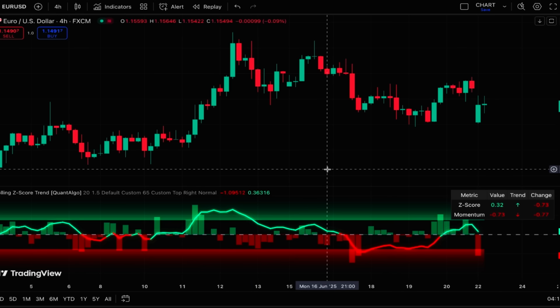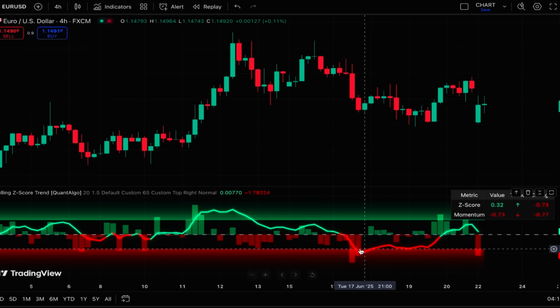When the Z-score line is below the center line, the color is red and it tells us that the price is trading below the statistical mean. This shows greater downside momentum in the market. It can also give us a signal for oversold, which I'll explain later.